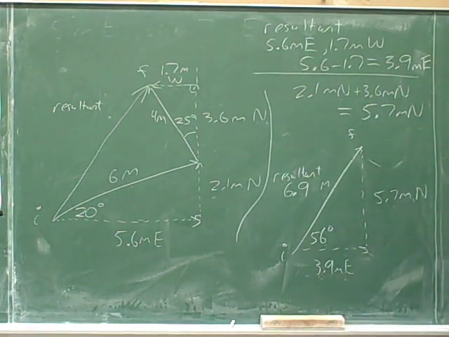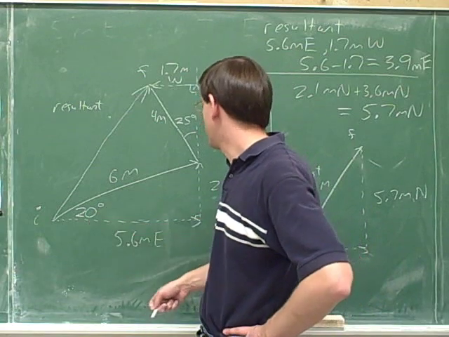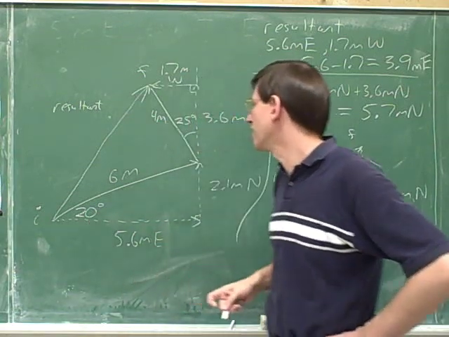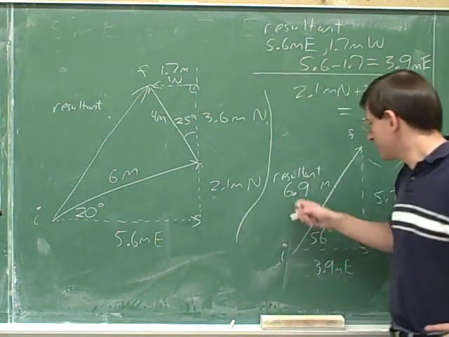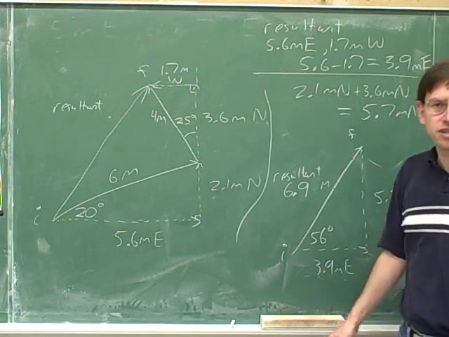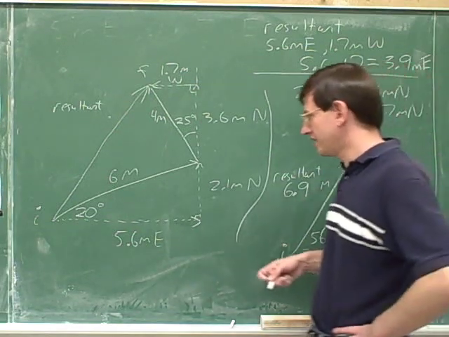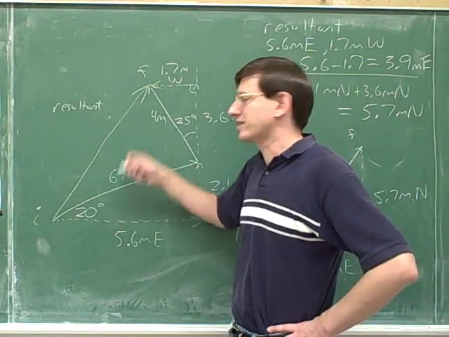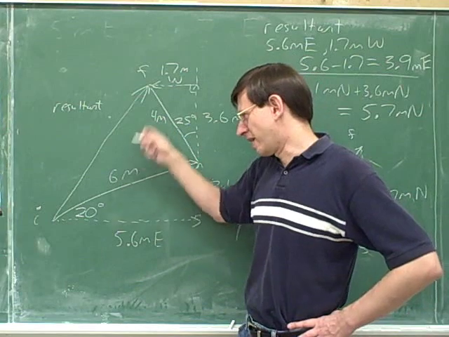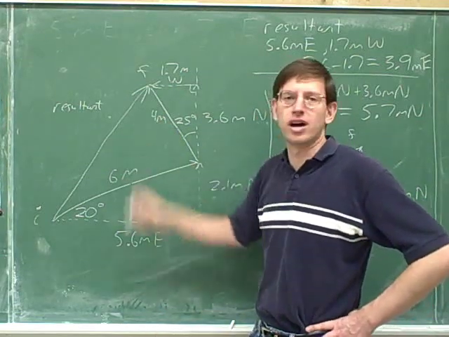So we know that overall, when the person walks 6 meters in a direction 20 degrees above the horizontal, and then 4 meters in a direction 25 degrees to the left of the vertical, overall they end up 6.9 meters from where they started at an angle of 56 degrees above the horizontal. Notice there's no way you could have gotten this 6.9 just by adding or subtracting the 6 and the 4 directly. You can't just add 6 plus 4 to get 10, or 6 minus 4 to get 2. There's no simple direct way to combine these two overall numbers.